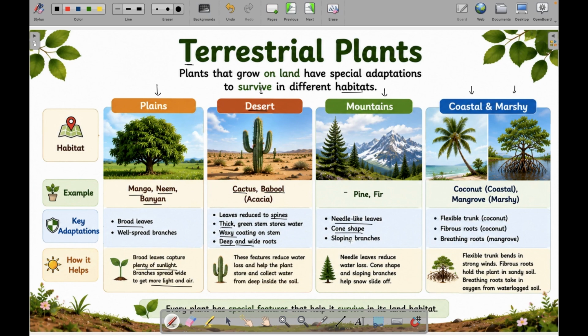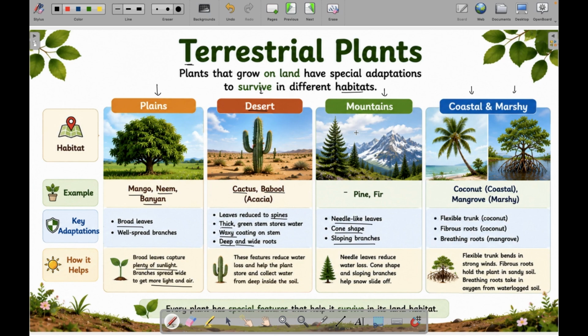They have cone shape and sloping branches. So they have cone shape and sloping branches in order to help the snow slide off, right? Otherwise, the leaves or the stem won't be able to carry the weight of this snow and it will eventually fall off, right? So these adaptations help them to survive in the cold climate.